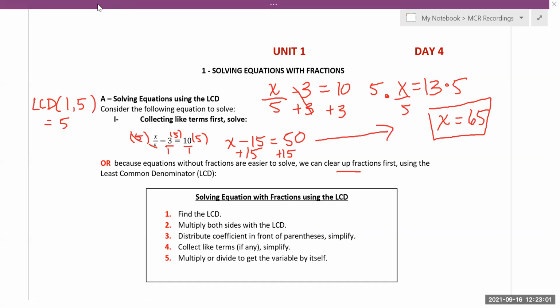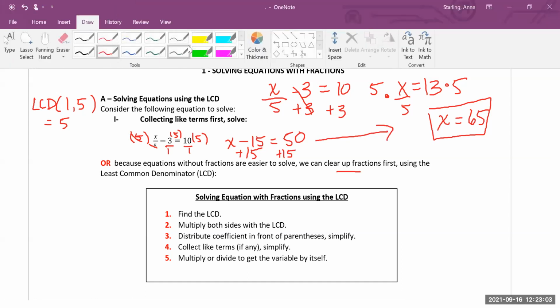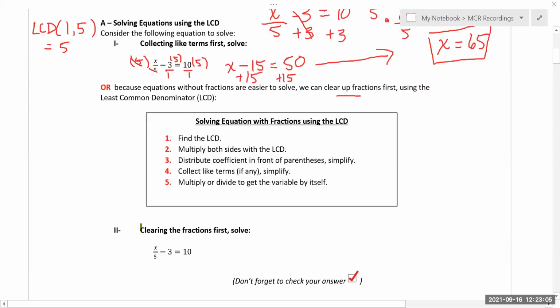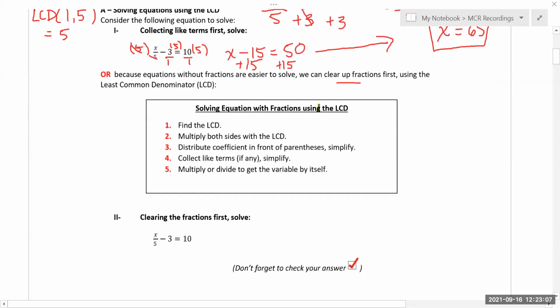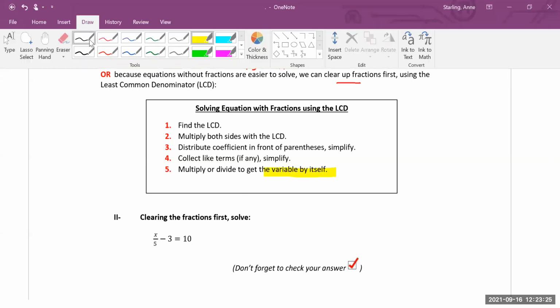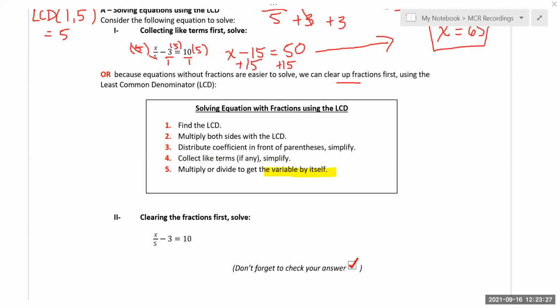Again, which technique you use is up to you, but fraction clearing works really well if you have multiple fractions. So if you want to do the LCD method, you first find the LCD. Like I said, I like to look for the biggest number and then use that to find the rest. Then we multiply all the pieces by the LCD, distribute, collect like terms, and then you're always trying to get that variable by itself by undoing via order of operations.